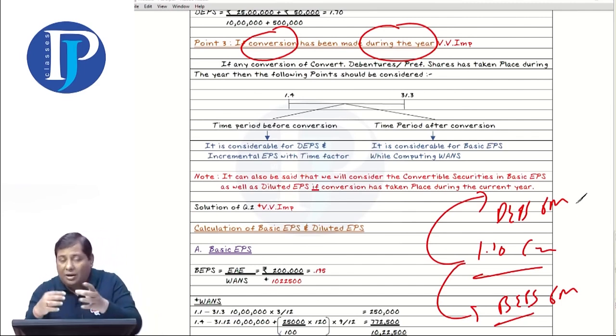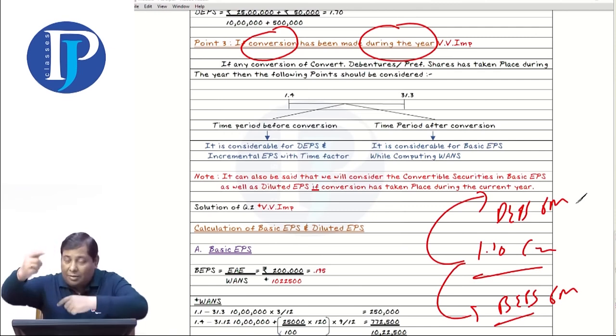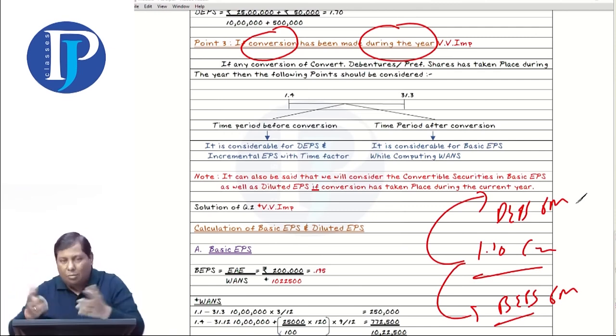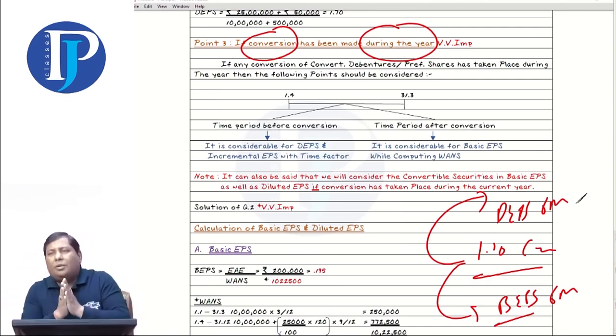If you don't have a market rate, then take the entire interest. Don't split it off if there's no market rate. If issued in the current year, take the time factor in diluted EPS. Post conversion, we have to take both along with the time factor. Many things are crucial in the notes.